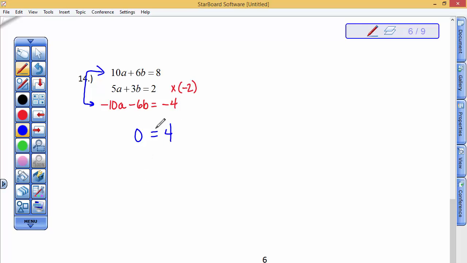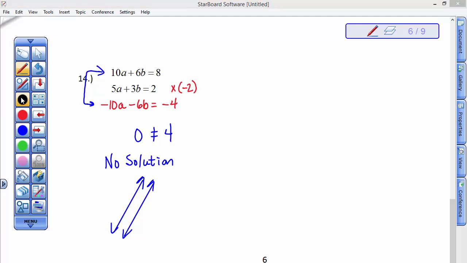So when you eliminate the letters totally and you get a statement that is not true, there is no solution. That's the situation where the two lines are parallel and never intersect one another. So there is no answer if you looked at it graphically. If you got an answer where all the variables disappeared and you got 0 on the other side, that's the situation where there would be many solutions.